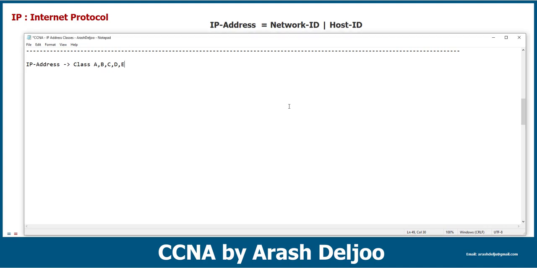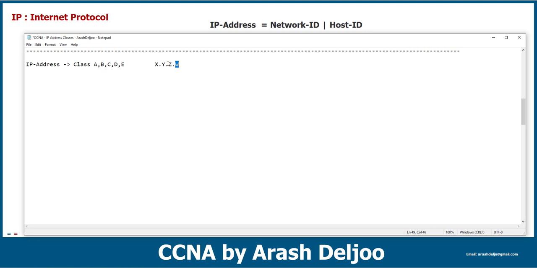And after that, maybe you ask me, what is the class of an IP address and how can we find it? You know that in one IP address we have 4 octets. This is one IP address, x.y.z.w. As you can see, it has 4 octets: octet 1, octet 2, octet 3, and octet 4.